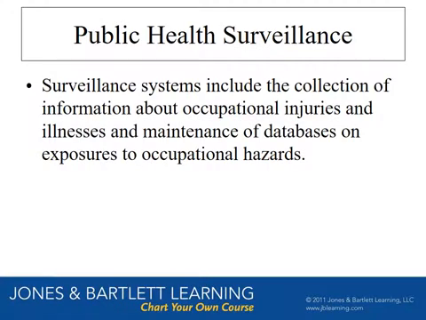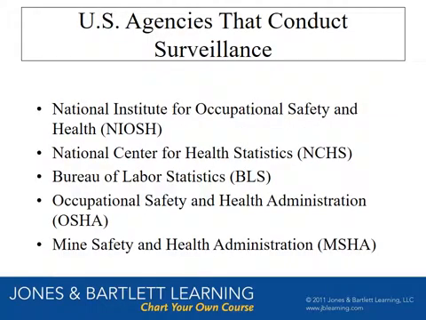The reason that we prefer primary prevention is that PPE requires the correct behavior for it to protect the employee. There are many systems in place that do surveillance of occupational injury and illness. Agencies that conduct this surveillance include the National Institute for Occupational Safety and Health, the National Center for Health Statistics, the Bureau of Labor Statistics, the Occupational Safety and Health Administration, and the Mine Safety and Health Administration. Mining is such a challenging and difficult occupation that it has its own agency.